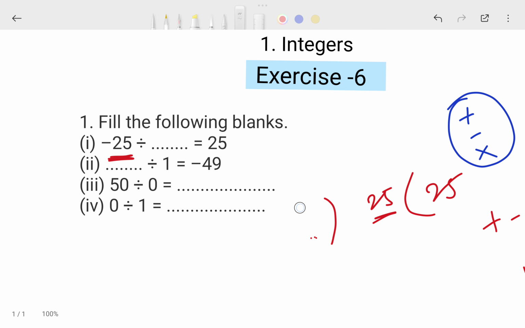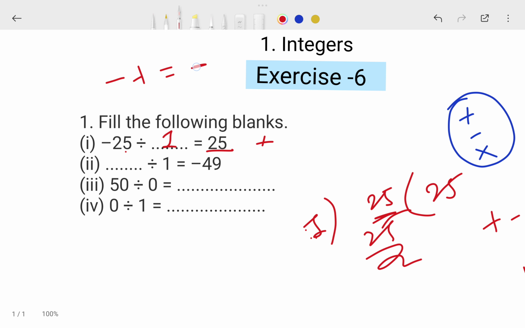One thing you know: if I divide by 1, then 25 will come, because in the table of 1, 25 comes 25 times. It means here 1 will come. But now let's come to the symbols. Here 25 has a minus, and 1 has a plus, plus and minus is going to be minus, so the answer would be minus 25. But this answer is not minus 25, it is plus 25. So what we are going to do is write minus 1 here.